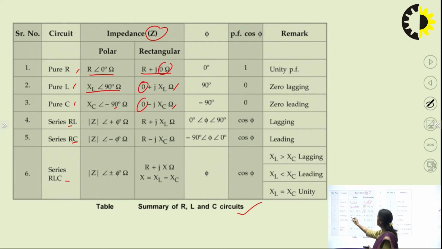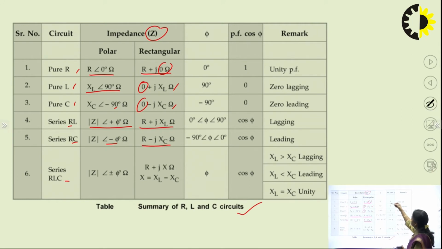Then series RL, you can write as Z angle plus phi, or R plus jXL. For RC, the angle will be minus phi, so this is R minus jXC. This is in rectangular form. Similarly, from here you can find the phi and power factor. The purely resistive circuit has unity power factor. Then 0 power factor lagging, and 0 leading.